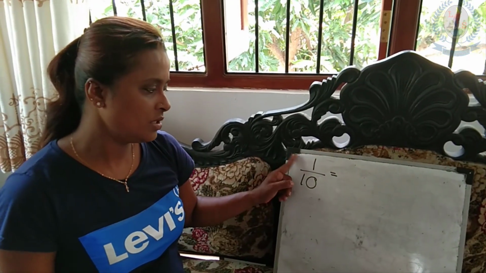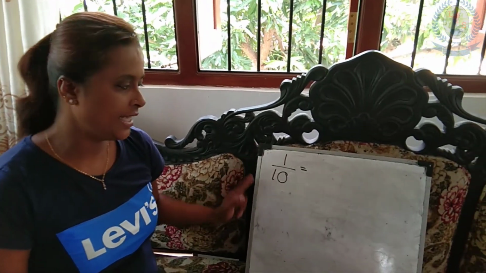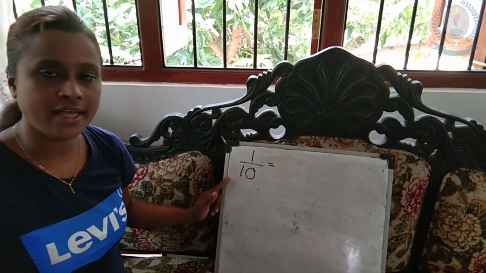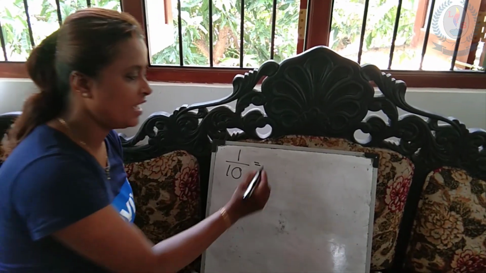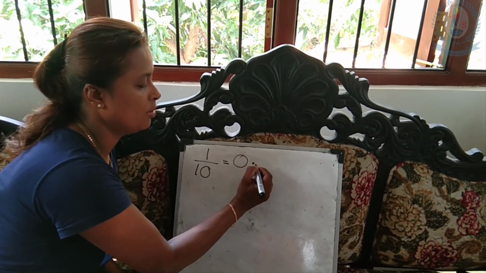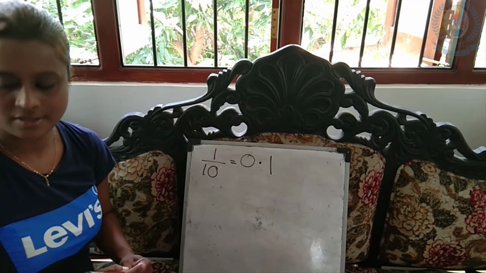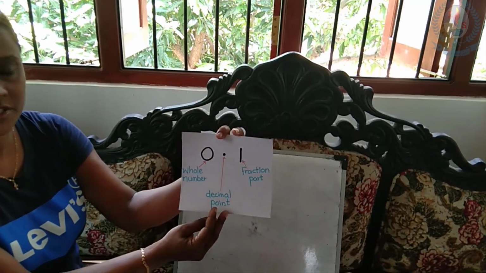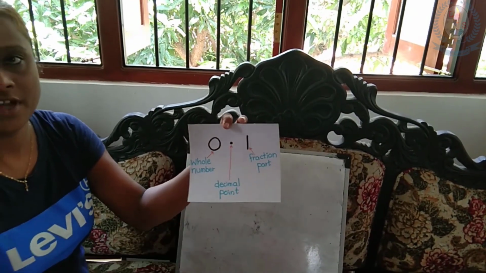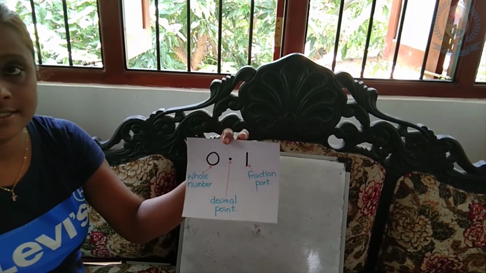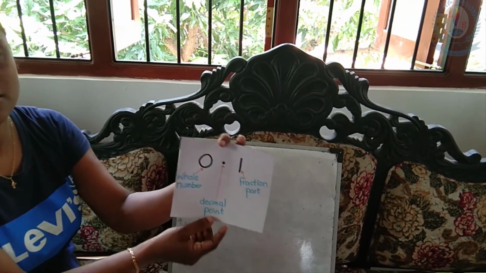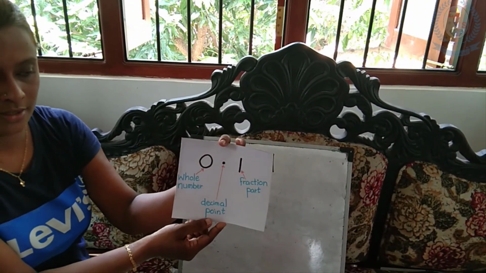Okay. Now, this 1/10, we are going to write this as a decimal. 1/10 as a decimal, we can write 0.1. I will show you this. Look at this. 0.1. This kind of numbers are called the decimal numbers. When we write 1/10 as a decimal, we can write 0.1.